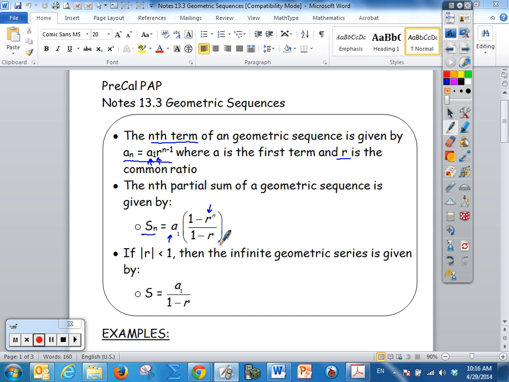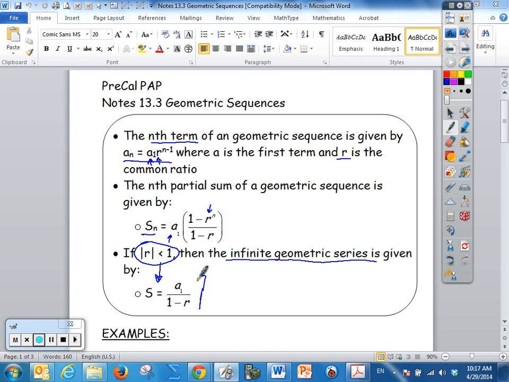Alright, and the last formula only applies to infinite geometric series. We can tell if a series will converge. This is called converging. We can tell if a series converges if the absolute value of r is less than 1. That is the only time that we are allowed to use this formula. We are not allowed to use it in any other circumstance, only if the absolute value of our common ratio is less than 1. That means that the geometric series will converge. In other words, it will head towards a particular number. It will add up to one particular number. So that's what we're looking for to use this formula.